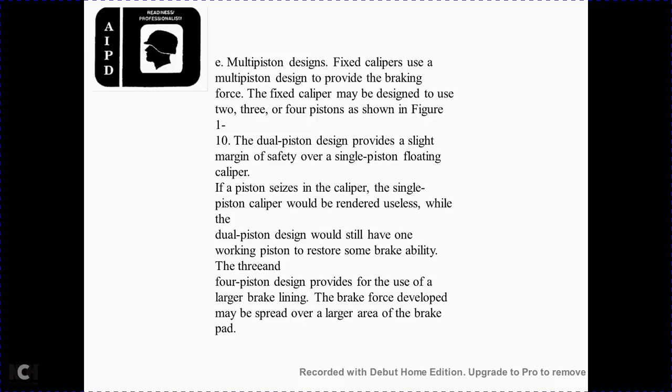The 3 and 4 piston designs allow the use of larger brake linings, with the brake force developed spread over a larger area of the brake pad.